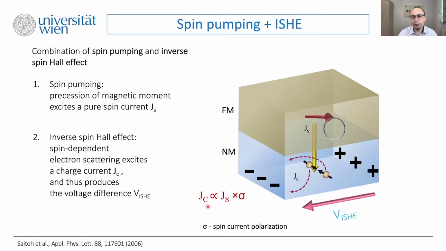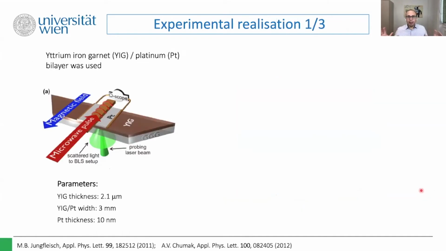And yes, we discussed all these three vectors should be perpendicular one to another. So the spin current polarization vector sigma is given by the magnetization, so it's pointed to us. The spin current always flows perpendicular to the interface, and the charge current is perpendicular to these two vectors. This is the main idea.